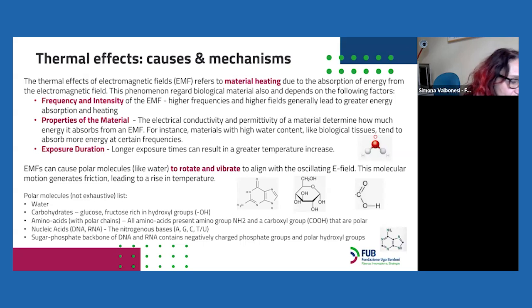Carbohydrates, in particular, which are rich in hydroxyl groups; amino acids with the polar chains. All the amino acids, in fact, present an amino group and a carboxyl group that are polar. Nucleic acids, DNA, RNA, and all the nitrogenous bases, A, G, C, T, U, composing the DNA. The sugar phosphate backbone of DNA and RNA contains negatively charged phosphate groups and polar hydroxyl groups, so they can be classified as polar molecules.